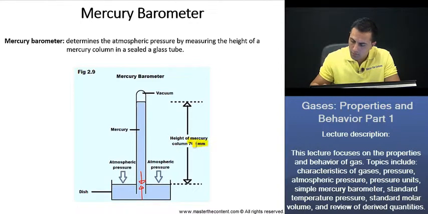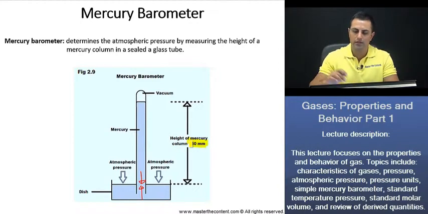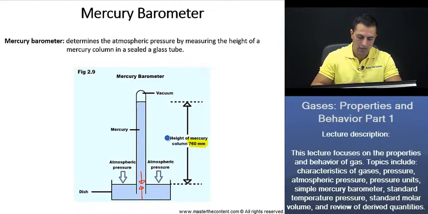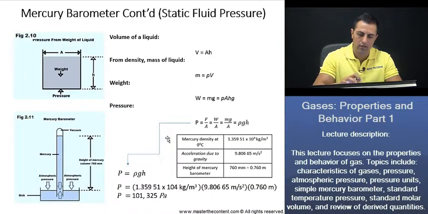Now, one other important point that we should note before we move on to our next slide, where we'll find the pressure exerted by the mercury column, is that with varying weather conditions and varying altitudes, the atmospheric pressure is going to change. And as that atmospheric pressure changes, so will the height of the mercury column. Great, let's continue on to our next slide.